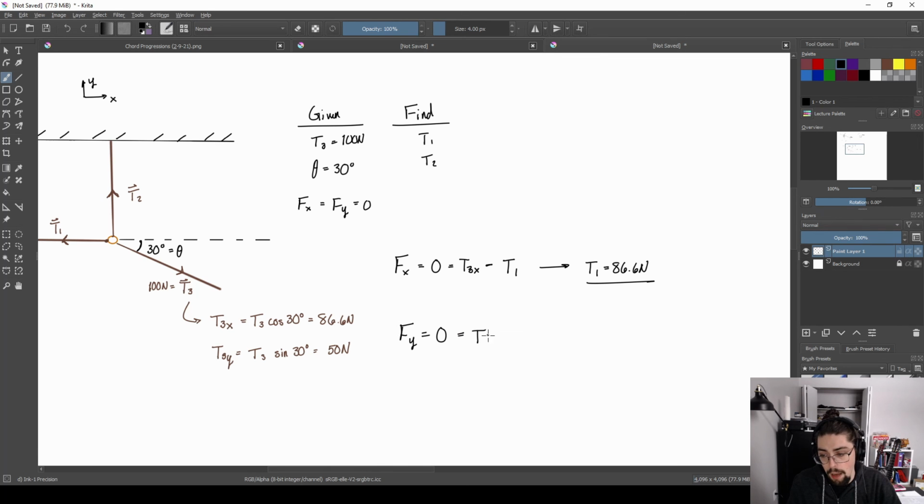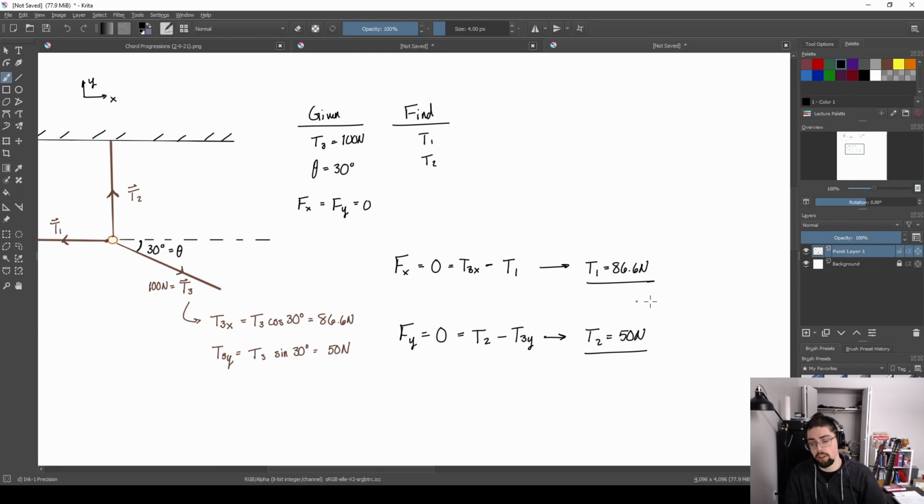T2 is pulling me up. T3y is pulling down. Something minus 50 is equal to 0. I would argue that it's probably 50 minus 50 is equal to 0. T2 should be 50 newtons.